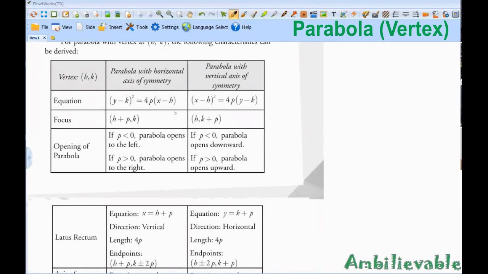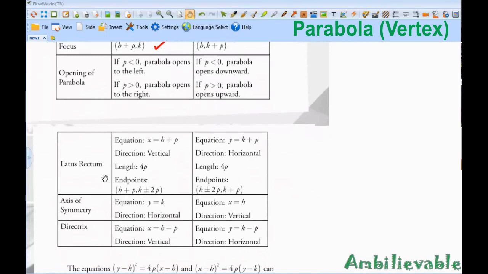So we have the focus: h plus p, k. But here they are reversed: h, k plus p. If p is less than 0, the parabola opens to the left. If p is greater than 0, the parabola opens to the right. If p is less than 0, the parabola opens downward. And if p is greater than 0, the parabola opens upward.